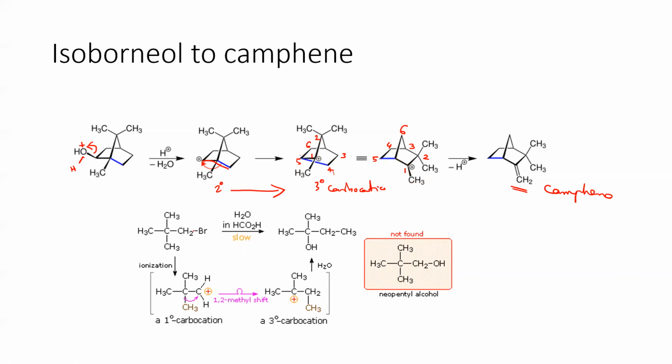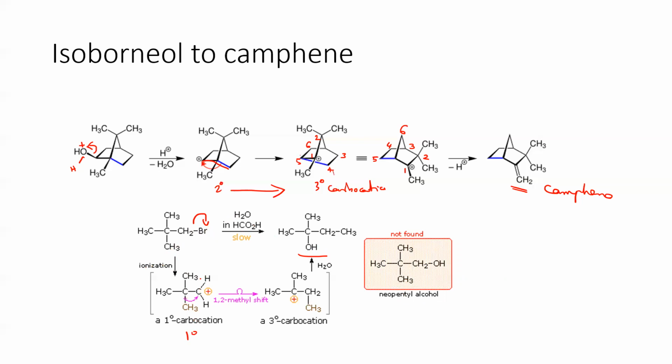Another example is this compound. It's neopentyl bromide. This compound is treated with water in the presence of acid. Actually, this compound is in fact formed. We expect the OH to be present in this position. We expect neopentyl alcohol, but we are not getting neopentyl alcohol here. The reason is that it undergoes elimination and forms a primary carbocation. It's actually a primary carbocation.